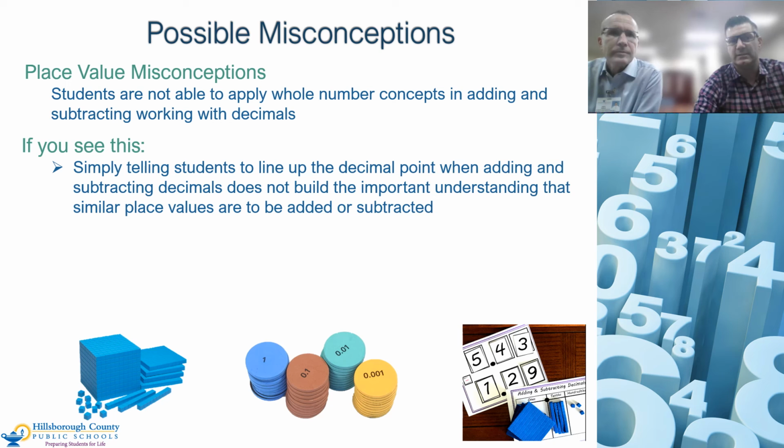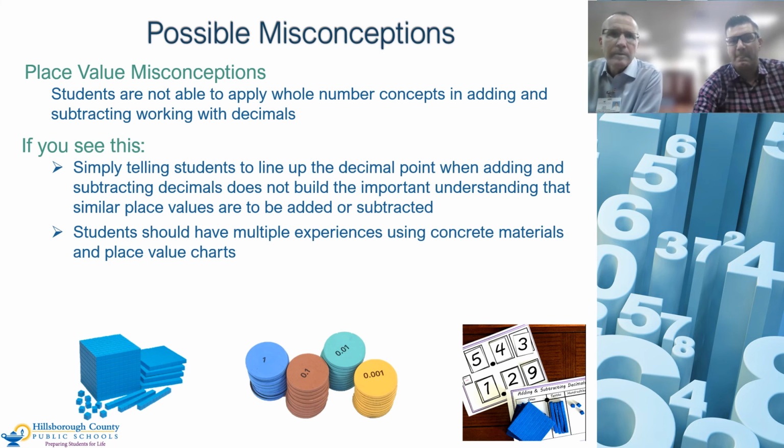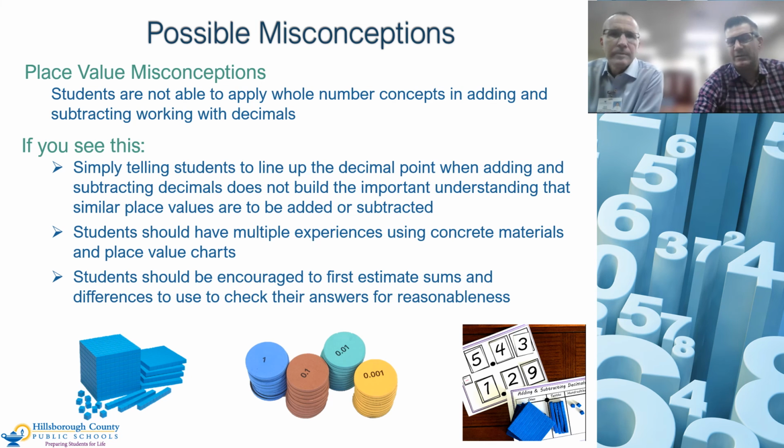So just real quick, some possible misconceptions that we see in students who are struggling, and here are some things you can do. We can't just tell them to line up the decimal point if they don't have that place value understanding. They should still have experiences using concrete materials and those place value charts. And something that we didn't really talk about, but a little bit, is to first stop and estimate. Before you just start writing something down, estimate what your difference or your sum is going to be. So if you make an error with that place value, you can go back and check with that estimate. Yeah, that's one of our thinking and reasoning standards.